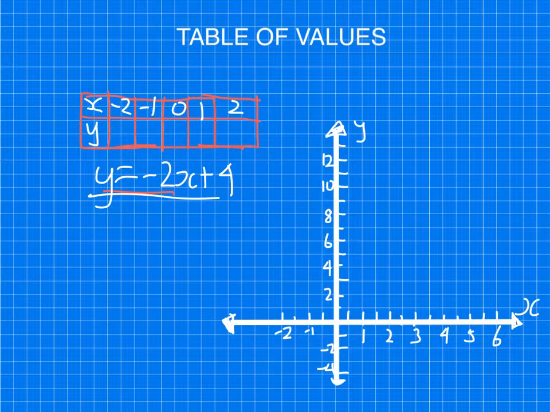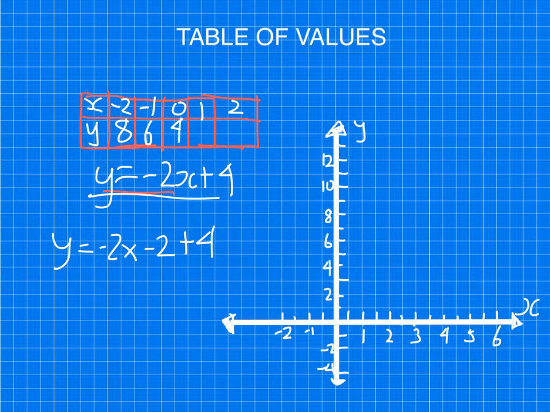If x is minus 2, then y would be minus 2 times minus 2, plus 4, and that gives you 8. If x was minus 1, y would be minus 2 times minus 1 plus 4, which would give you 6. If x equals 0, y is minus 2 times 0 plus 4, which is 4.